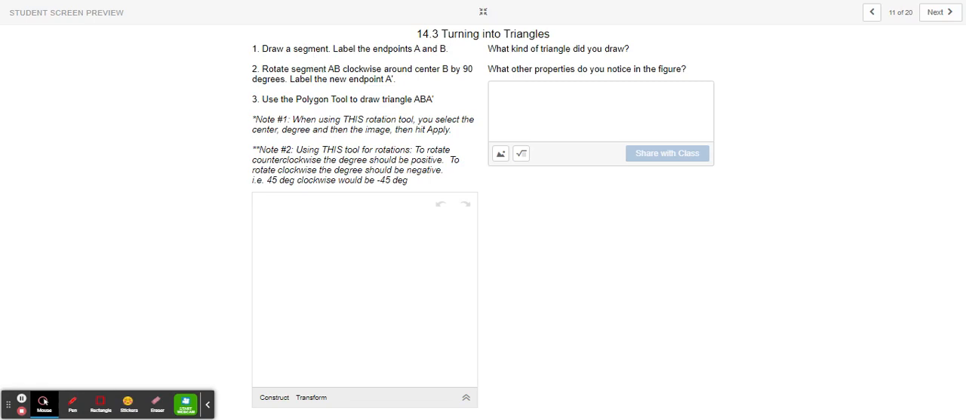Draw a segment, label the endpoints A and B. Rotate segment AB clockwise around center B by 90 degrees. Label the new endpoint A prime. Use the polygon tool to draw triangle ABA prime.